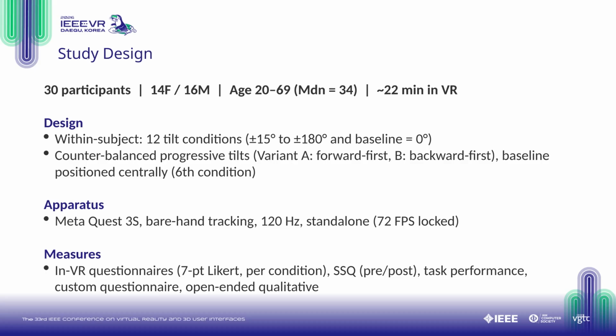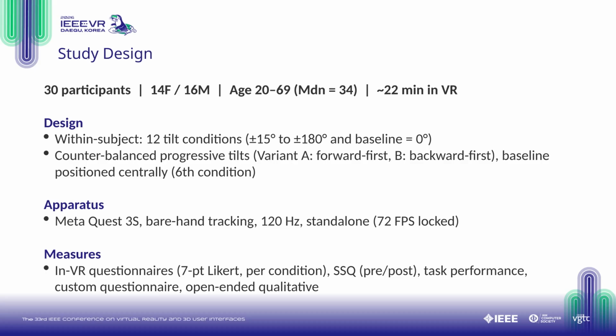This was a deliberate safety decision. We expected potential nausea at extreme tilts, so we started from mild and progressed to extreme. We counterbalanced the direction. Half started with forward tilts, half with backward, and the baseline was always the sixth condition to minimize novelty and training effect.